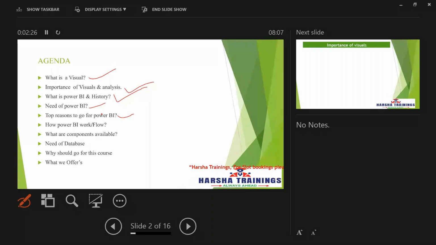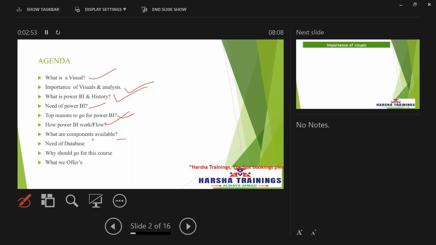And the workflow means how Power BI works. We need to know what it is, why it is used, and how it works. If we are clear on these three things, we'll get a picture of the technology. So for that I'm giving this, and we have some components we need to discuss.